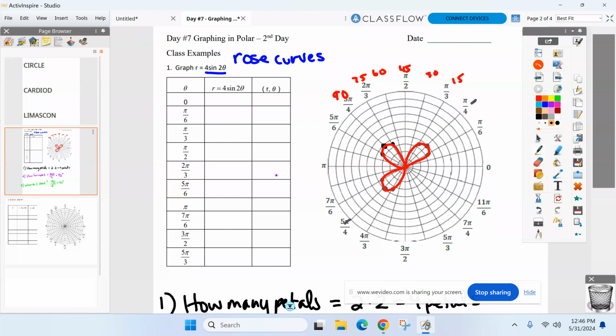Do we have to fill out the whole table every time? Not for rose curves, no. But for any of the other ones we've done, yes, but not for a rose curve. I don't think it's helpful if you guys do anyway. It's more confusing.